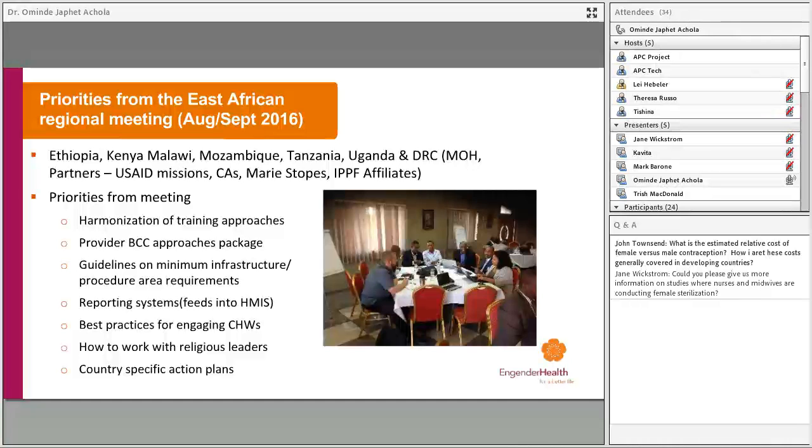And then we're looking also for best practices in engaging community health workers to increase access to female sterilization and male sterilization, and also how to work with religious leaders more effectively. At this meeting, countries that were represented, about 5 or 6, came up with action plans and they are implementing them as we speak. Thank you very much.